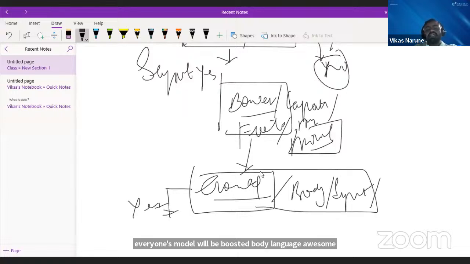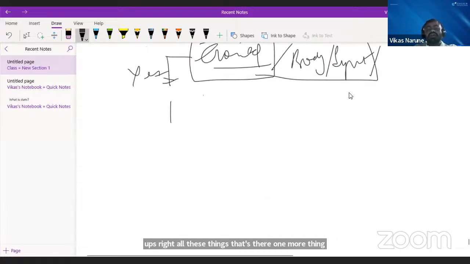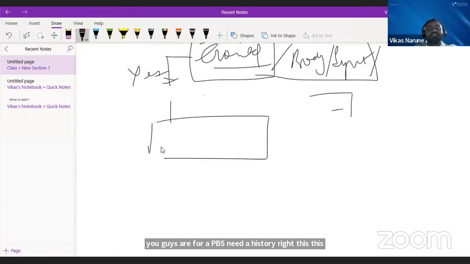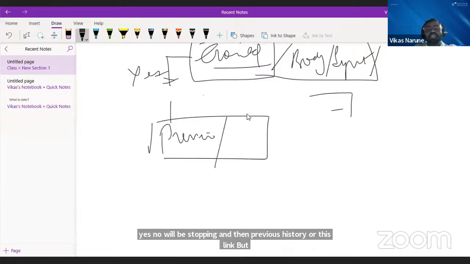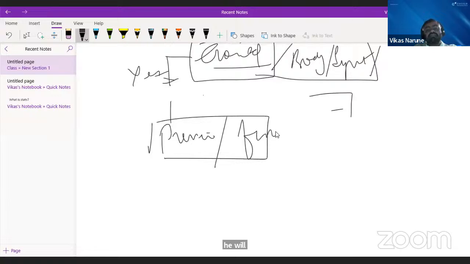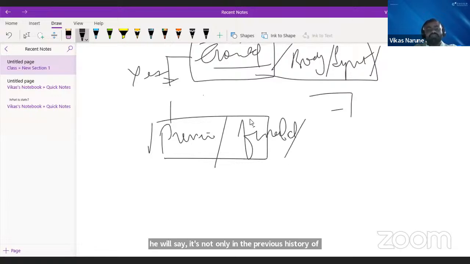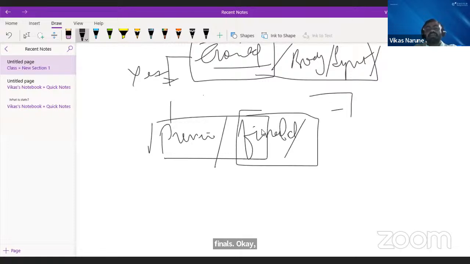All these things. Guys, there is one more thing, the previous history, right? Previous history of what, guys? I will say previous history, not only of finals. In finals, how India has performed in the previous World Cups, that matters on that day, right? Previous final World Cup history, like in the finals, how India has performed, that is very, very important, guys.